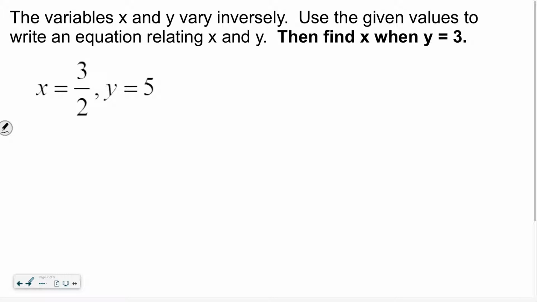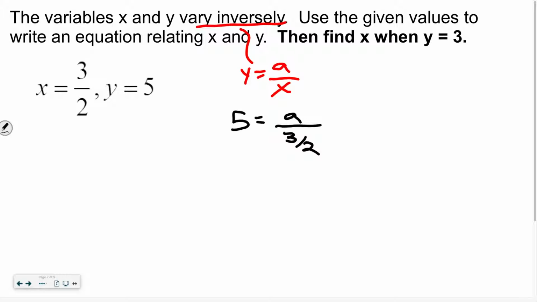Variables x and y vary inversely. Just that right there. y equals a over x. Plug in your numbers. 5 equals a divided by 3/2. How do you solve for a? Multiply by 3 halves. Okay, so sometimes people, it's like multiply by the reciprocal is something we say a lot.